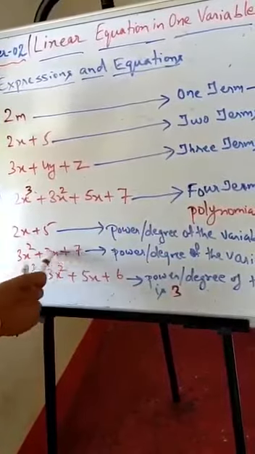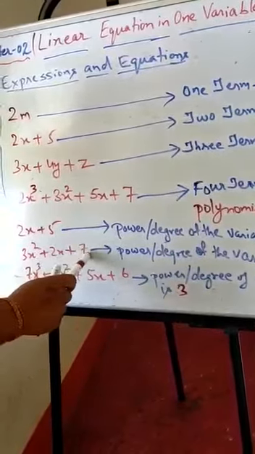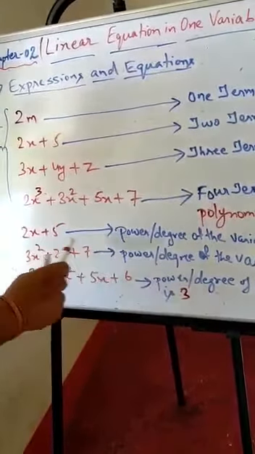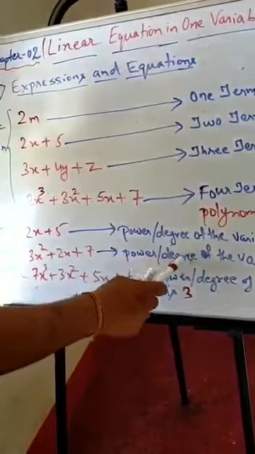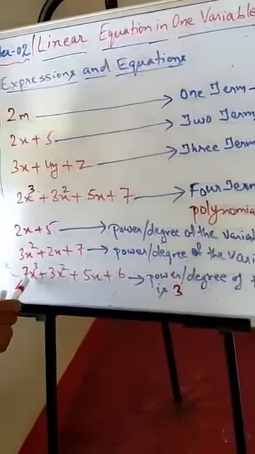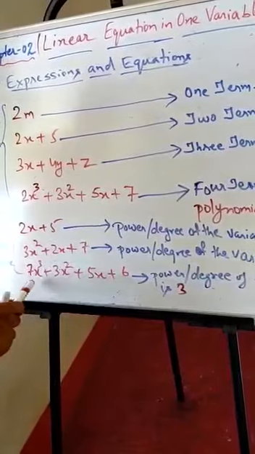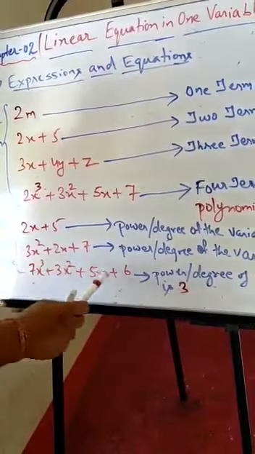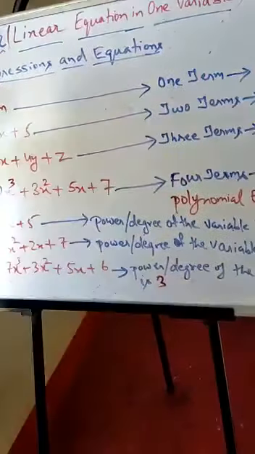If I compare the powers of the variable in each of these terms in the second expression, the maximum one is 2, hence the power or degree of the variable is 2. Similarly here, if I compare each one of them, the maximum power is 3. The power or degree of the variable is 3.